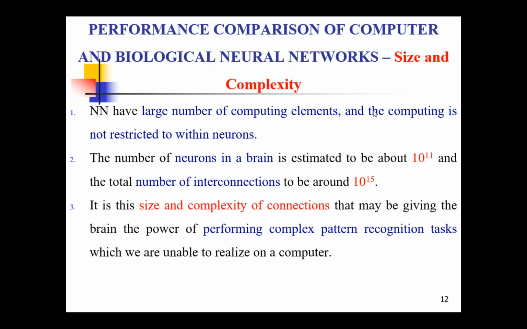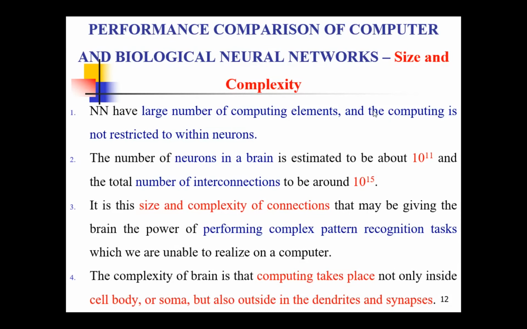The size and complexity of connections: the interconnections that exist between the neurons are very, very complex, and also the size is very, very small. So this gives the brain the superpower for performing complex tasks that cannot be carried out on a computer. Because of the size and the complexity of connections between the neurons, the brain has the superpower in performing complex tasks which cannot be carried out by a computer.